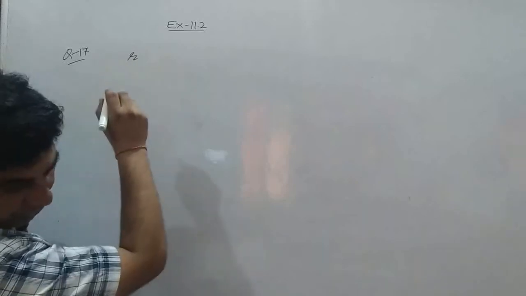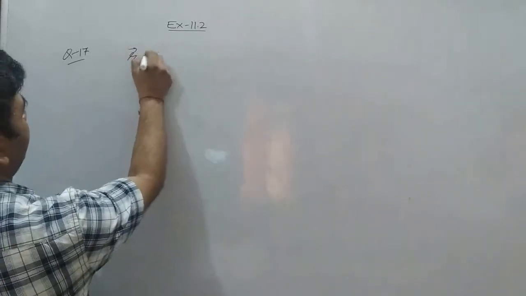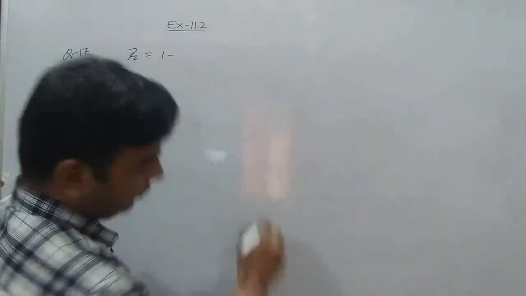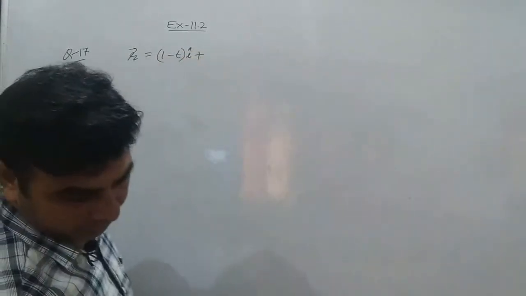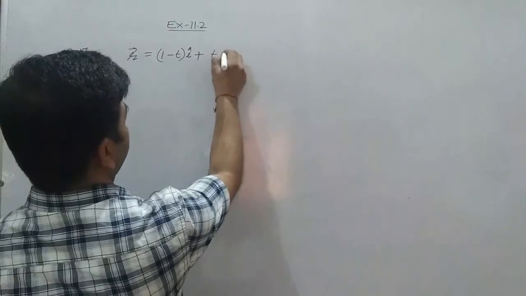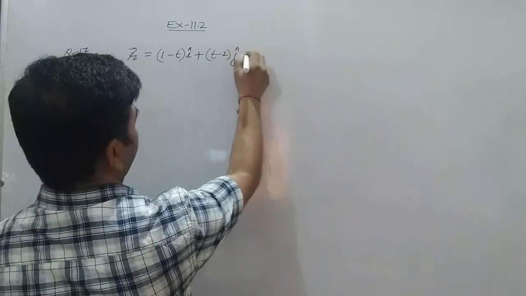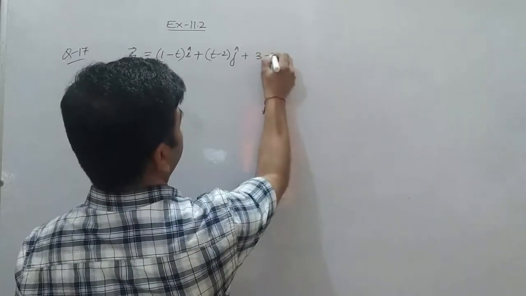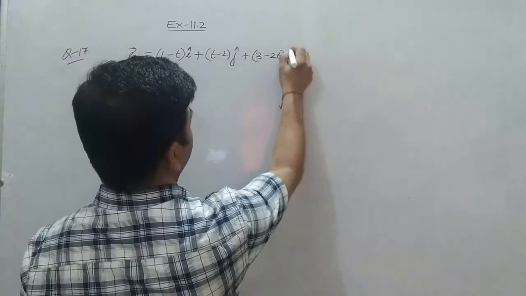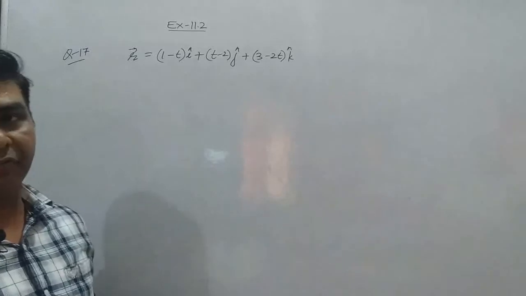vector r is equal to, this is your 1 minus t into i cap plus t minus 2 into j cap. Next is given as 3 minus 2t into k cap. This is the first equation of line in vector form.